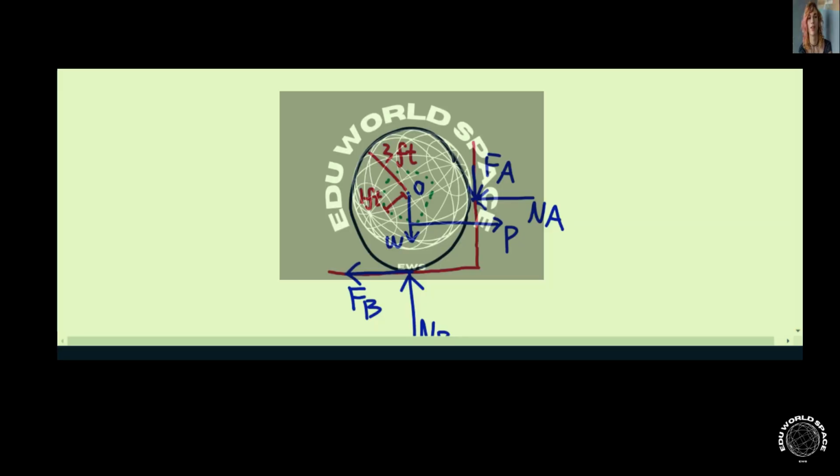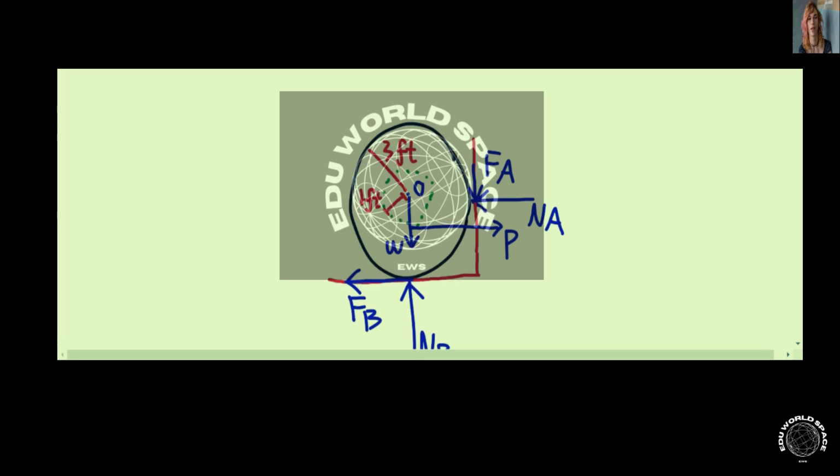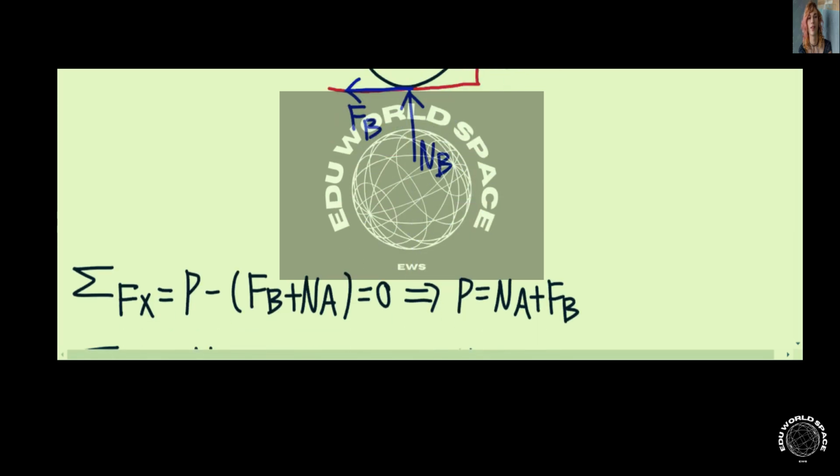Okay, so this is the force diagram for the spool. So let's apply force equilibrium for this case. So I have the net force along the x direction should be 0. So we have Fx = P - Fb + Na = 0. So we have force P is equal to Na plus Fb. Na here is the normal force at point A. Fb here is the friction at point B.